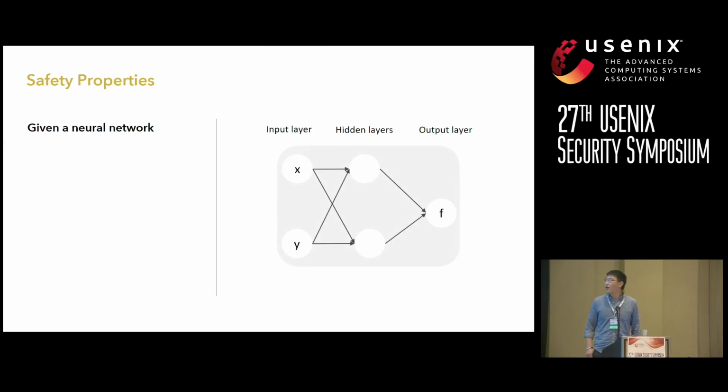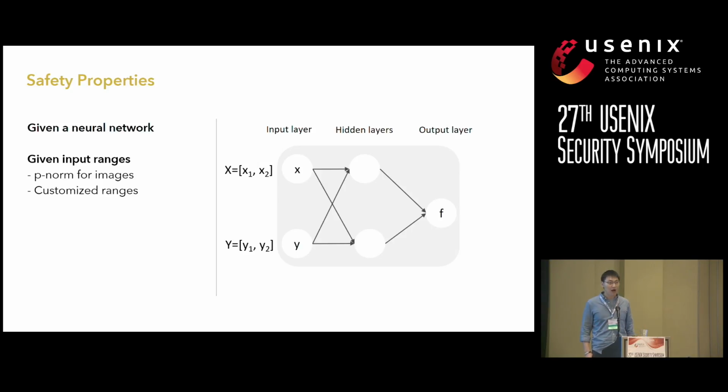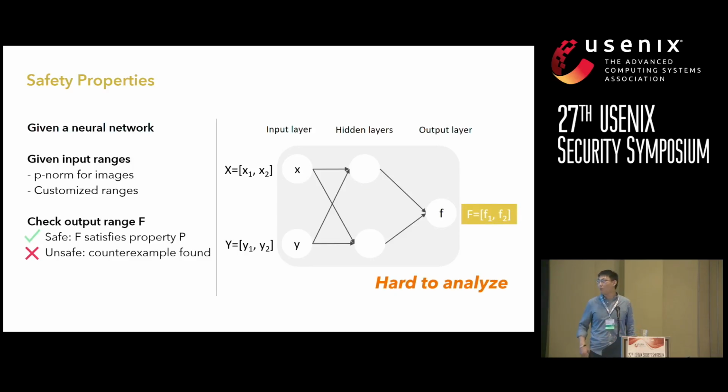Okay, first of all, what safety properties? Consider a neural network, and given the input range. For MNIST, it can be bounded by p-norm. And in general, it can be any customized range x and y. And given the input range, the neural network will provide us the output range f. We want to check whether the output f always satisfies the property p. If it does, then the property has successfully been verified. Otherwise, we can locate a counterexample and prove it unsafe.